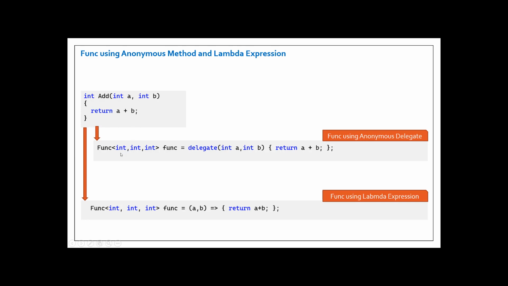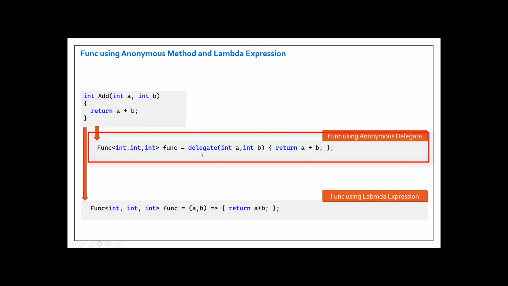Now we can write an anonymous method instead of a named method, which is a delegate. We have already seen how to write an anonymous method in our previous video. So this is the anonymous method, delegate int a, int b, returning a plus b. We can simply assign it to a func.